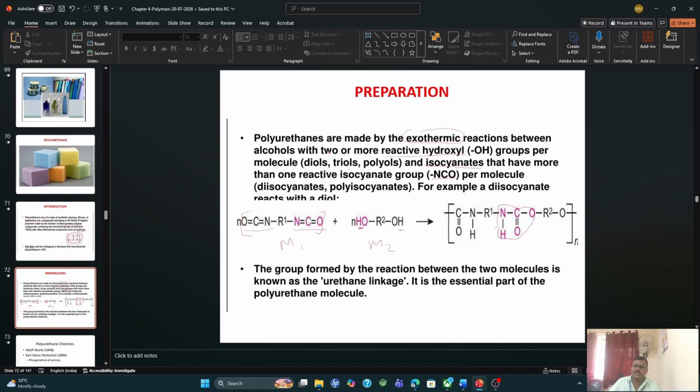What is the type of reaction? It is a condensation reaction. We end up with the polymer, that is polyurethane. The group formed by the reaction between the two molecules is known as the urethane link. What is the urethane link? OCONH.